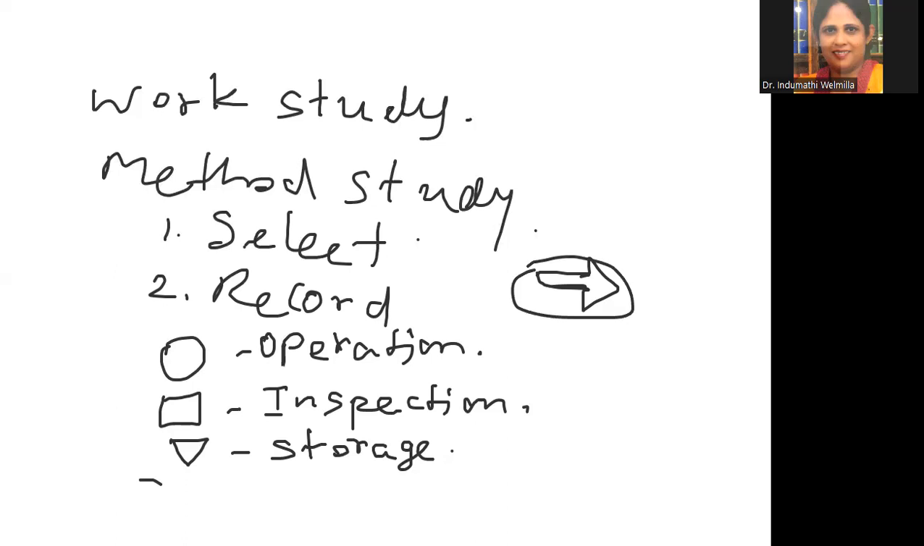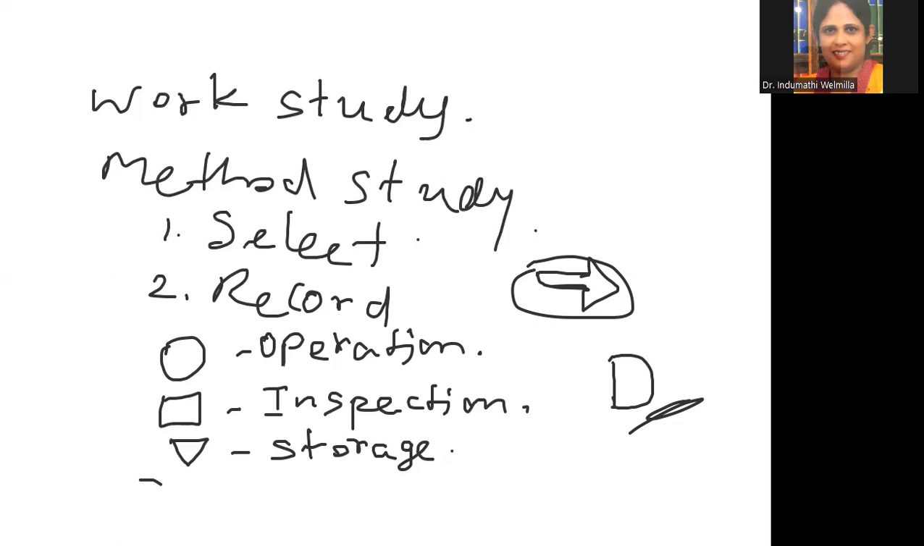And another symbol, this shape like a D, is delay, right? We use that symbol to show the delay. Delay occurs when the immediate performance of the next planned action cannot take place. So in our process chart, if you want to show a delay, we can use this symbol. As an example, if the worker has to wait for the lift, that is a delay. So this is one method to record, that is the process chart.